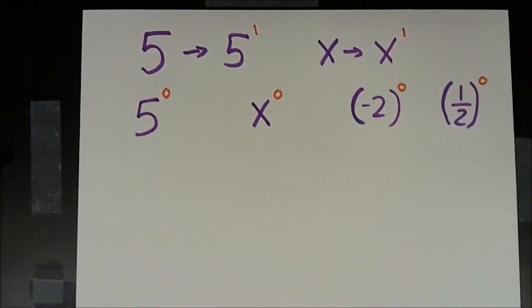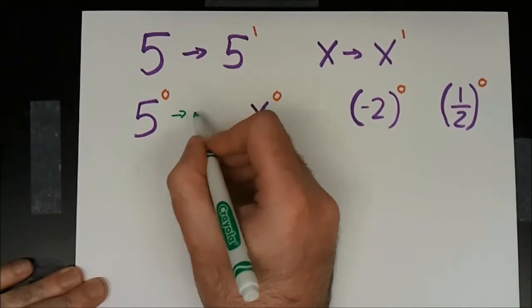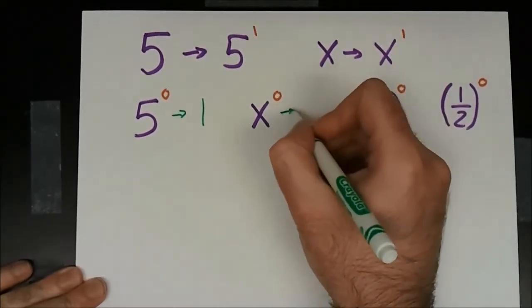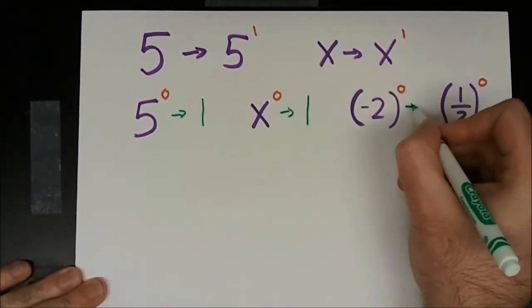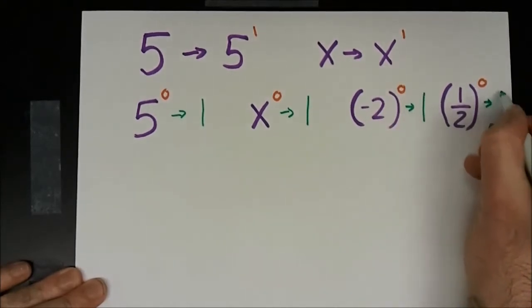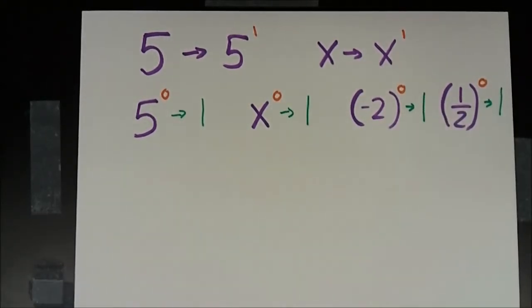Zero power is a little interesting. And all 0 power says is that if you are taken to the power of 0, so if your exponent is 0, regardless of what your base is, you always end up being 1. Simple? Yes. 0 power or exponent of 0, regardless of what the base is, you are 1.